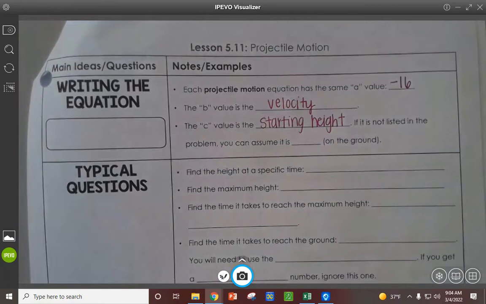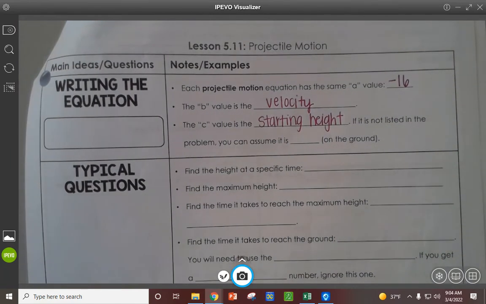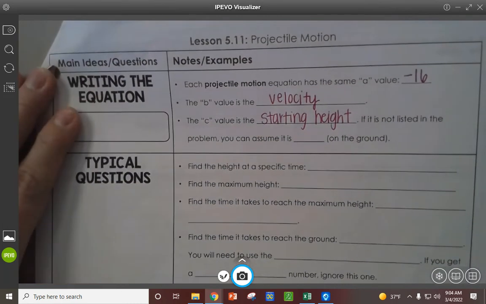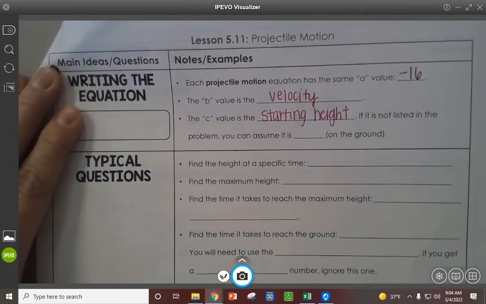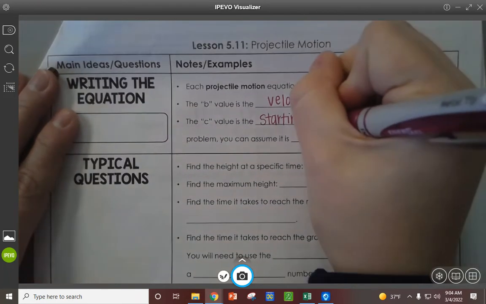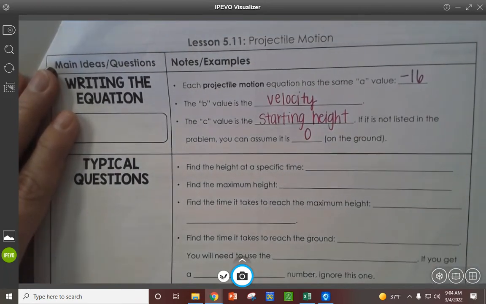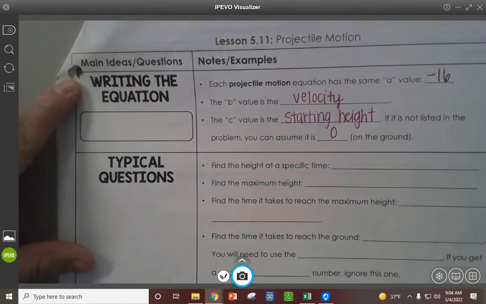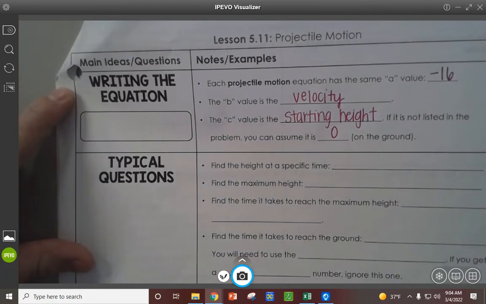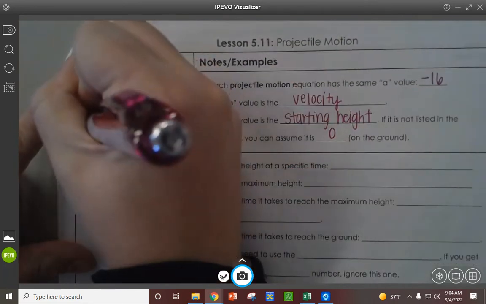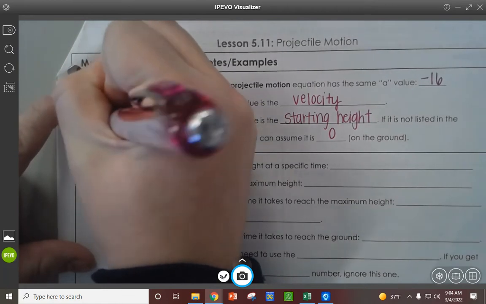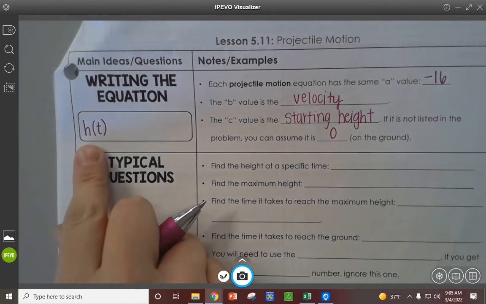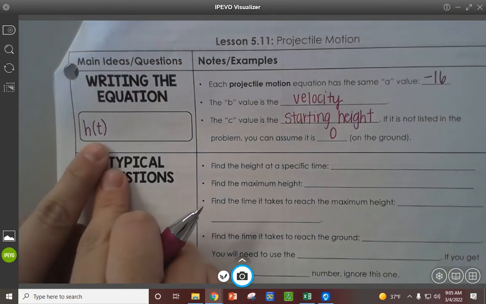So if you were standing on a balcony and you threw it up, you would have to incorporate that into your function. Now, if it doesn't give you a starting height or you don't see a number at the end, we assume that our starting height is 0, meaning it was thrown from the ground. And so we write the equation a little bit differently. Instead of saying y equals, we use h of t.